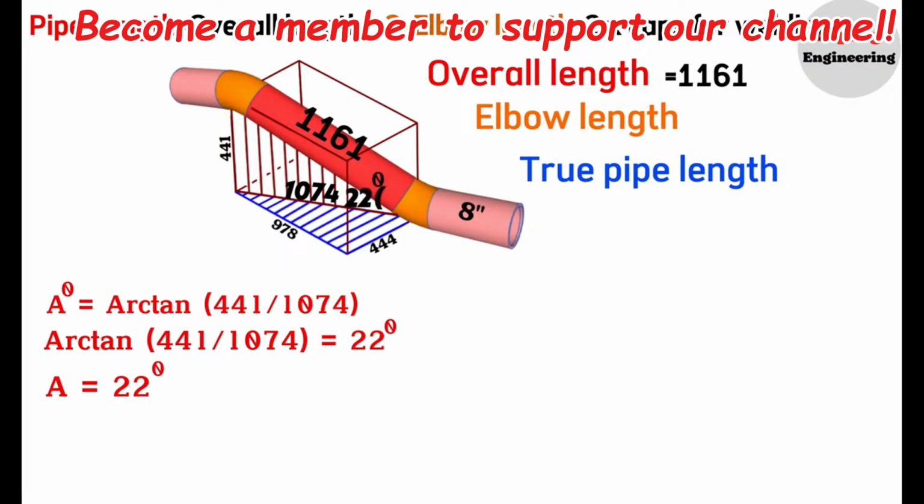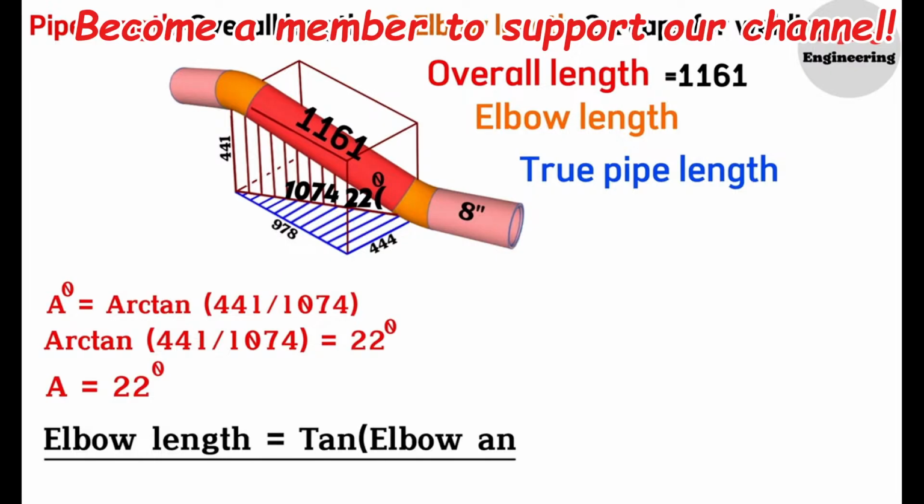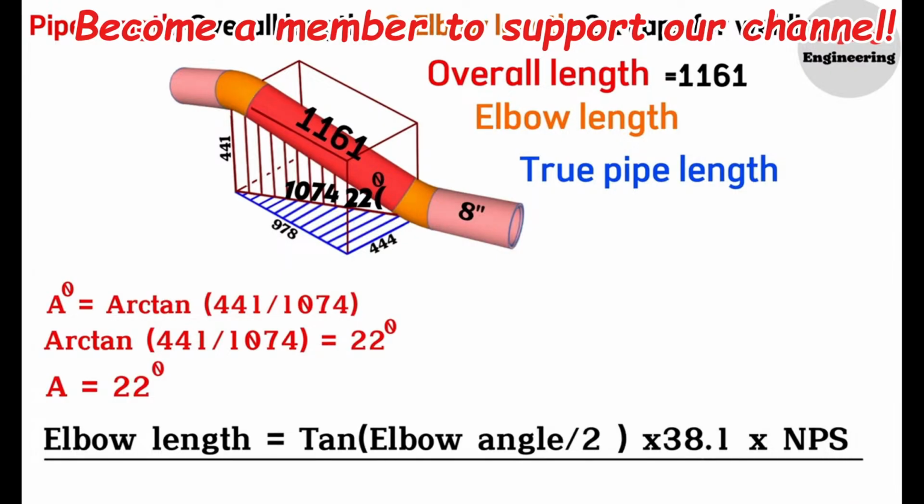Now we should find the length of the 8-inch 22-degree elbows. We will use this formula to find the length of the elbow, which we have prepared and shared in many videos previously. I will also include the links to those videos in the description below. The elbow length will equal the tangent of elbow angle divided by 2 times 38.1 times the nominal pipe size, NPS, of the elbow. Now we will substitute our elbow angle and nominal pipe size information into this formula.